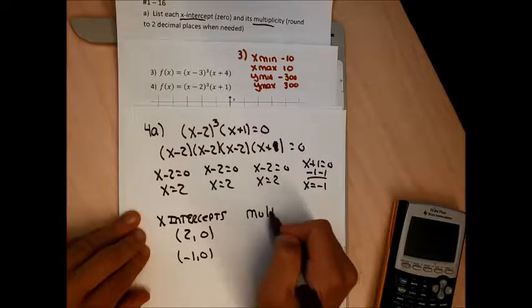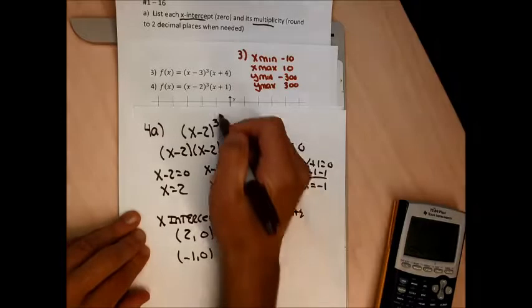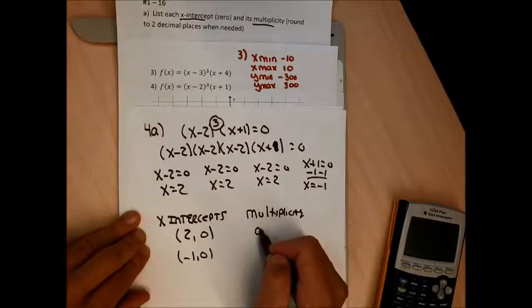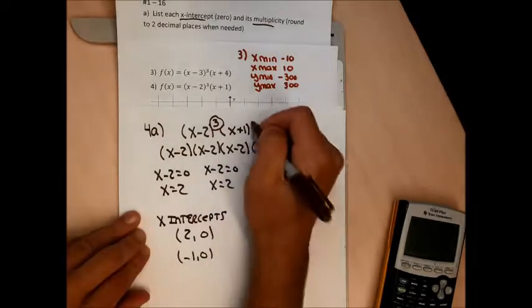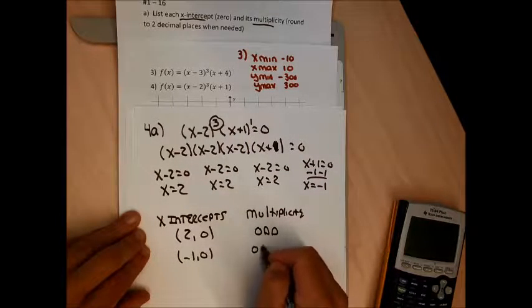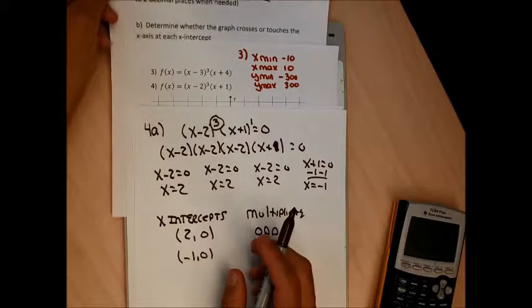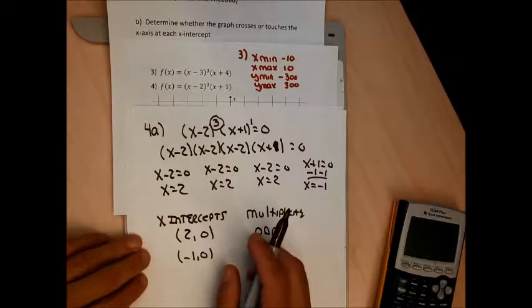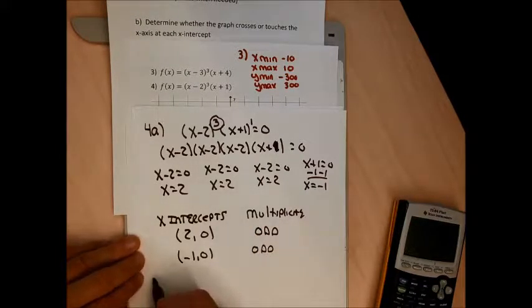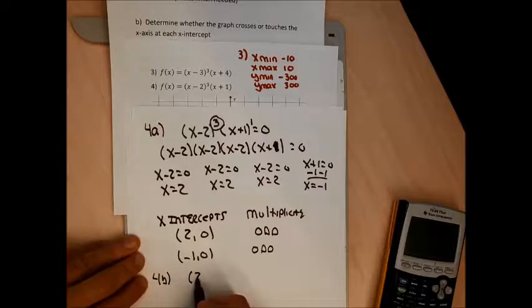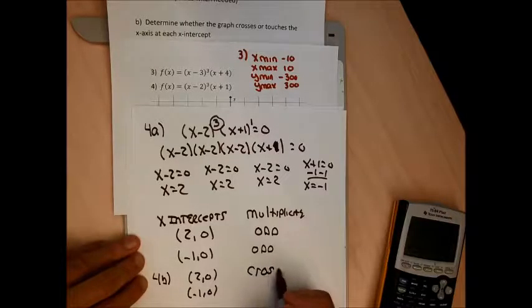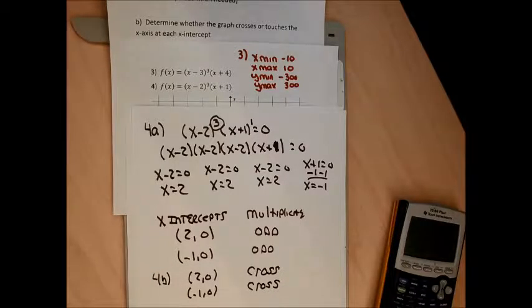For the multiplicity, the exponent for the x − 2 is odd, so I have odd multiplicity. The exponent for the x + 1 is a 1, which is an odd number, so it has odd multiplicity. Done with 4a, move on to 4b. Determine whether the graph crosses or touches the x-axis. Because both of the x-intercepts have odd multiplicity, the graph will cross the x-axis as opposed to touch. The graph will touch the x-axis when you have even multiplicity, and cross the x-axis when you have odd multiplicity.